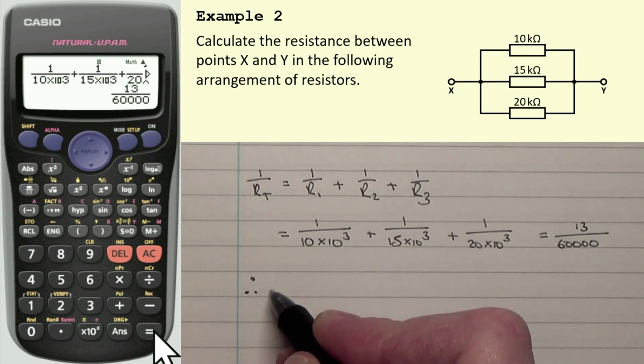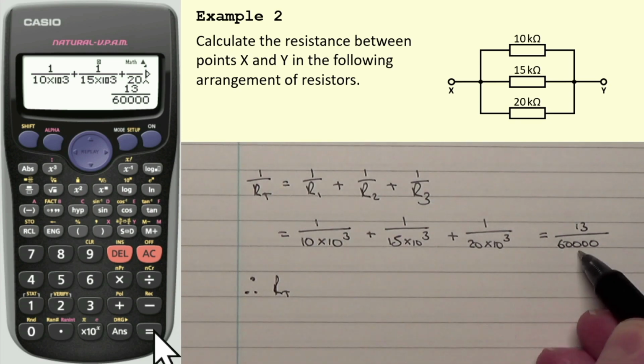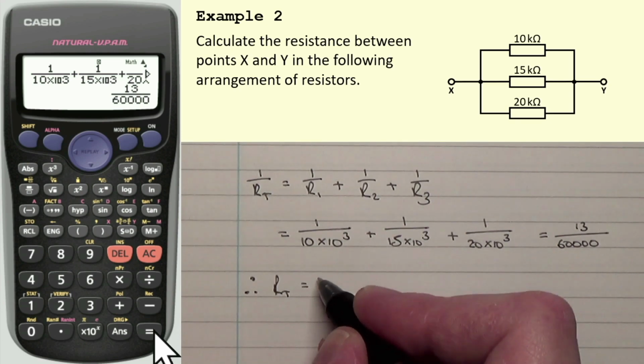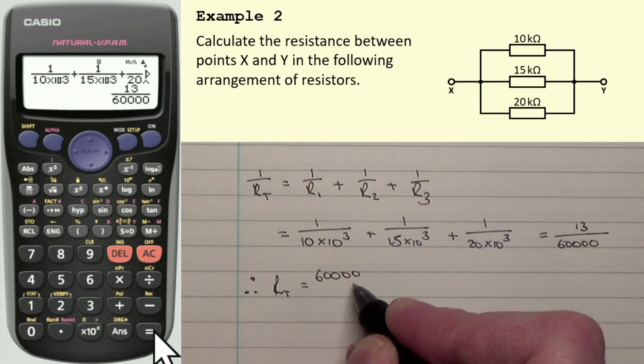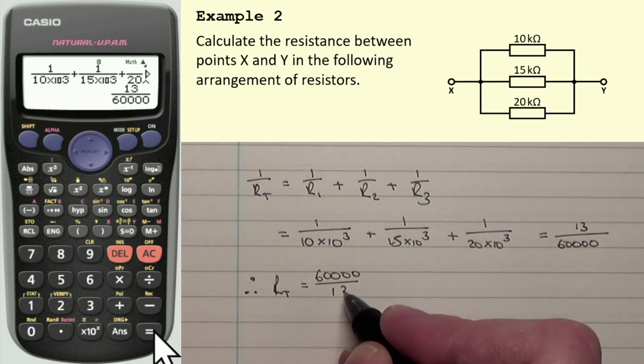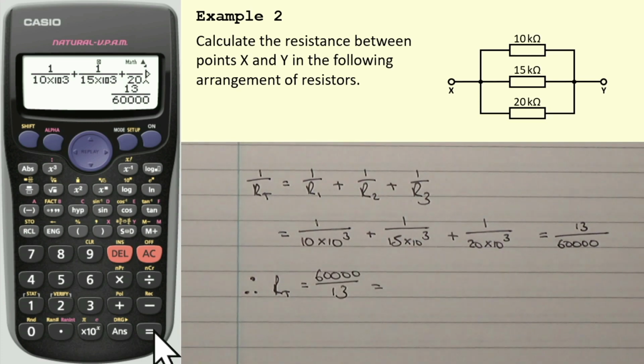So that means that RT itself, I want to flip this number upside down, is 60,000 divided by 13. And that gives me, let's find out, 60,000 divided by 13. I know what this is going to tell me. It's going to tell me that this is 60,000 over 13. Wonderful. So we press that SD button again. Couple of recurring decimals, so press SD button again.